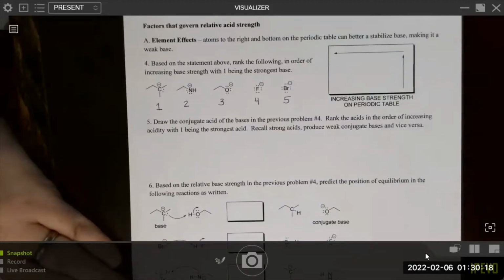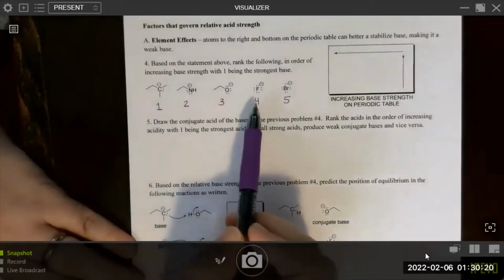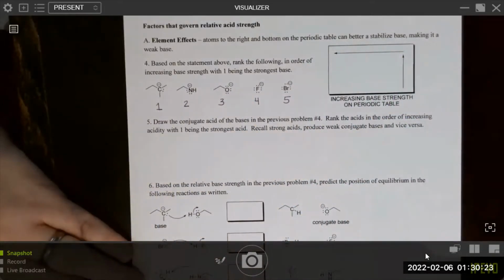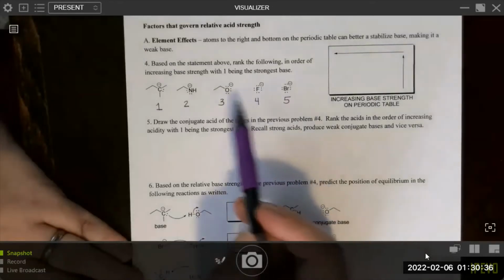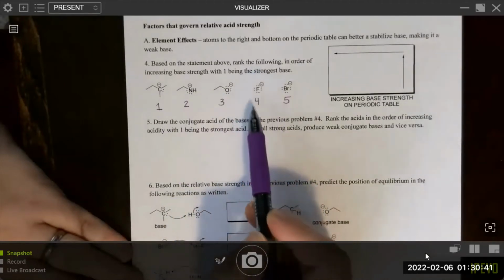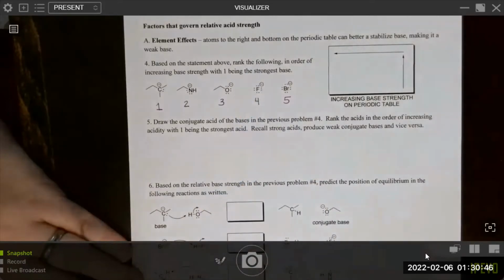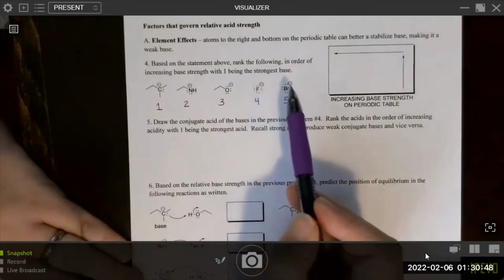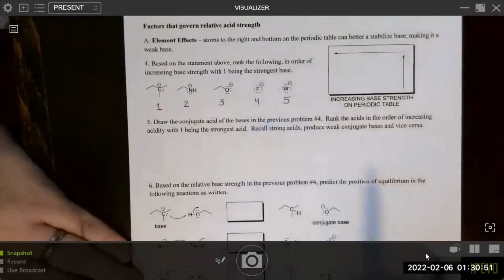So again, activity and size. As you go from 1 to 4, you're in the same row of the periodic table, and electronegativity increases. That also increases an atom's ability to stabilize a negative charge. Remember, more stable means less reactive. So it makes sense that fluorine in this row of 4 would be the least reactive, because it's the most stable base. And then the difference between 4 and 5 is size, actually. There's a difference in electronegativity, of course, but size is the dominant factor.